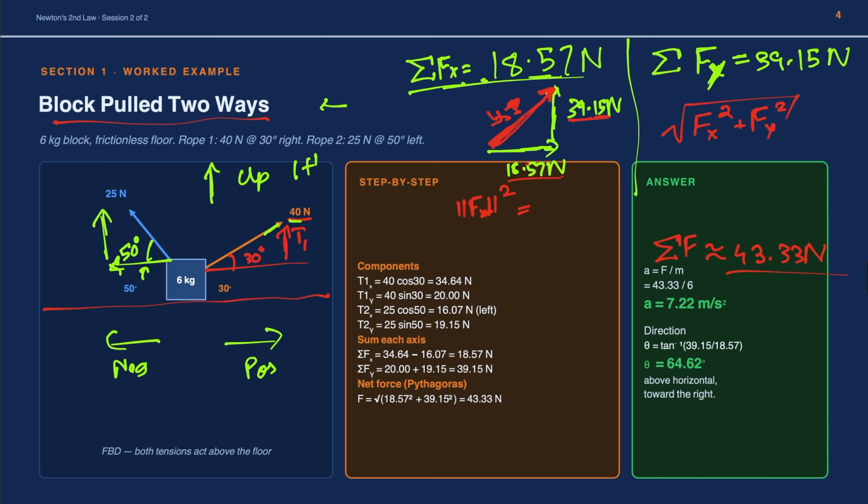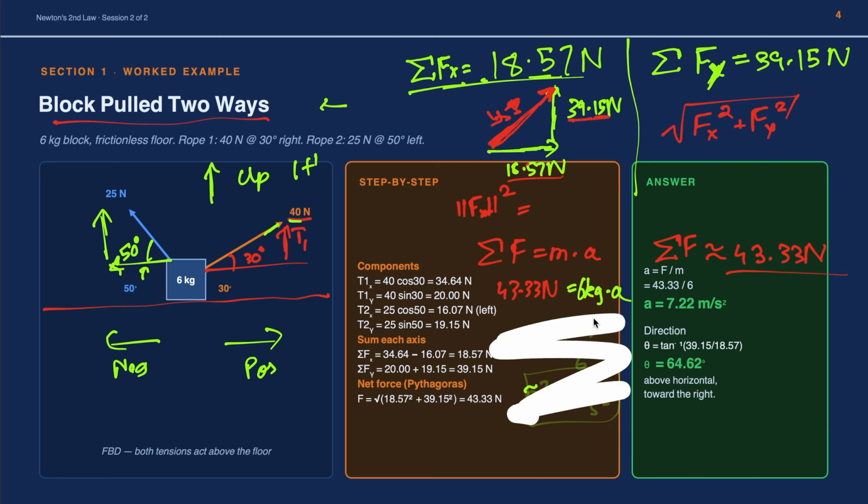Okay, so now what do we know according to Newton's second law? Net force is equal to mass times acceleration, right? Since mass is 6 kgs, 43.33 newtons is equal to 6 kgs times acceleration. So acceleration is equal to 43.33 divided by 6, or 7.22 meters per second squared. Pretty neat, right?